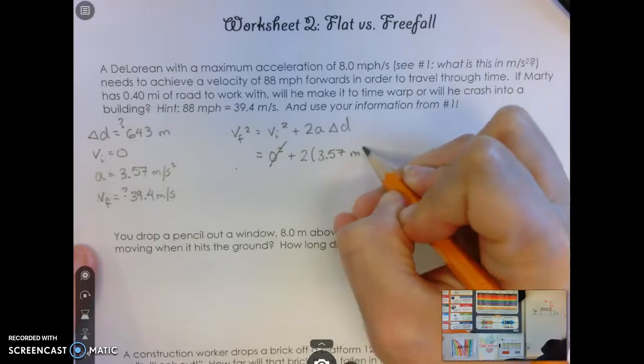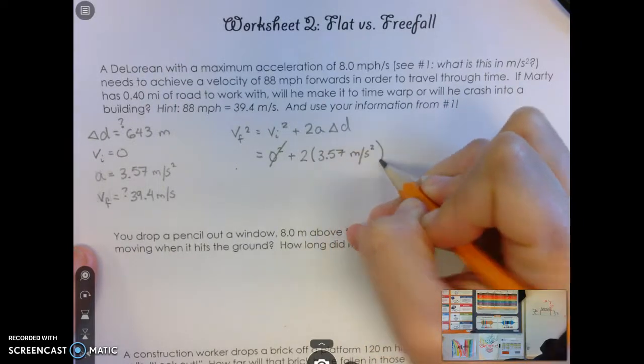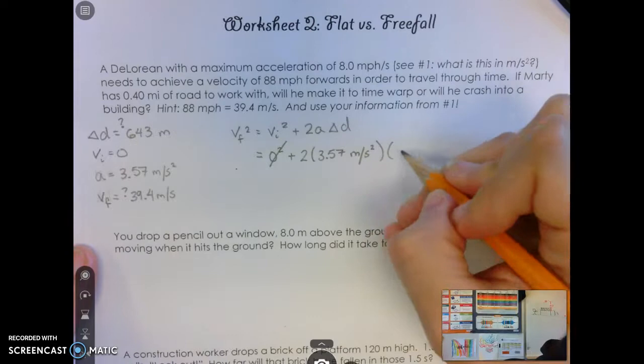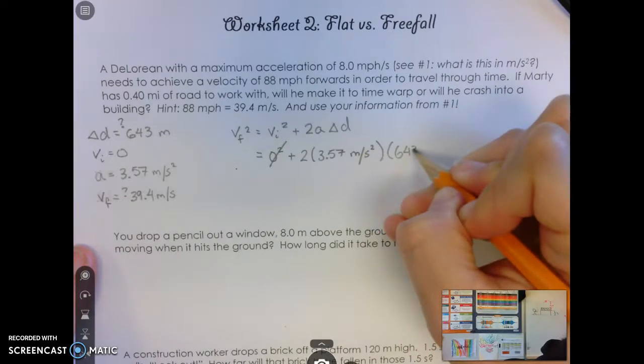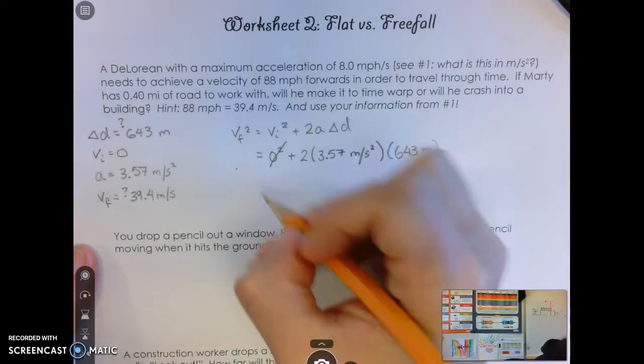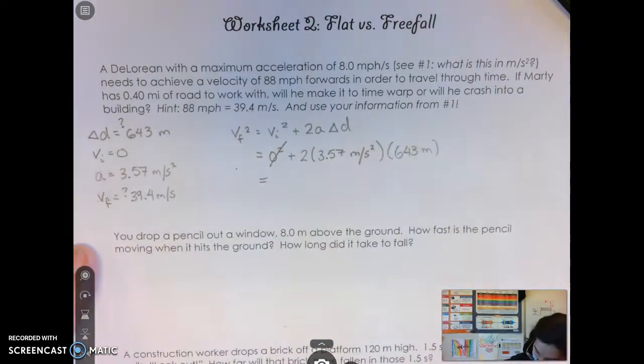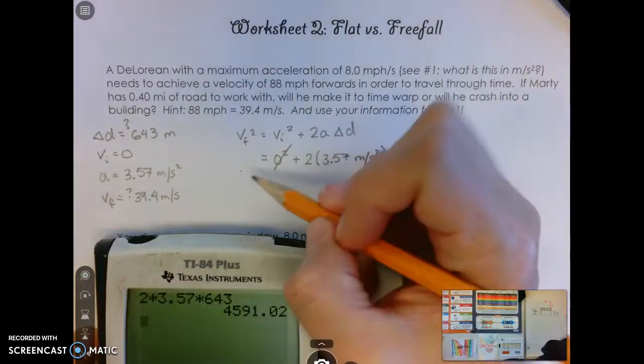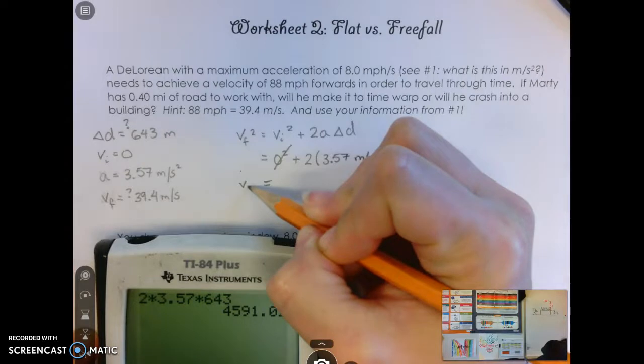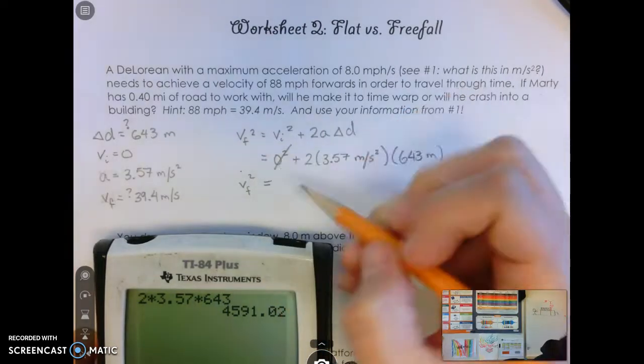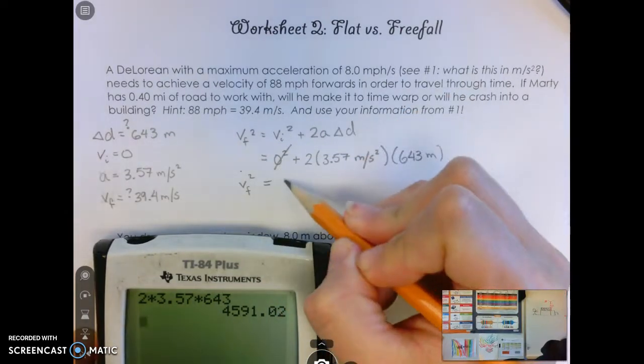How do you know it's acceleration? Because it's in meters per second squared. How do you know it's displacement? Because it's in meters. This gives me a number. What is it? Well, you're copying. This number is VF squared. How do you get rid of a squared? You got to take a square root.